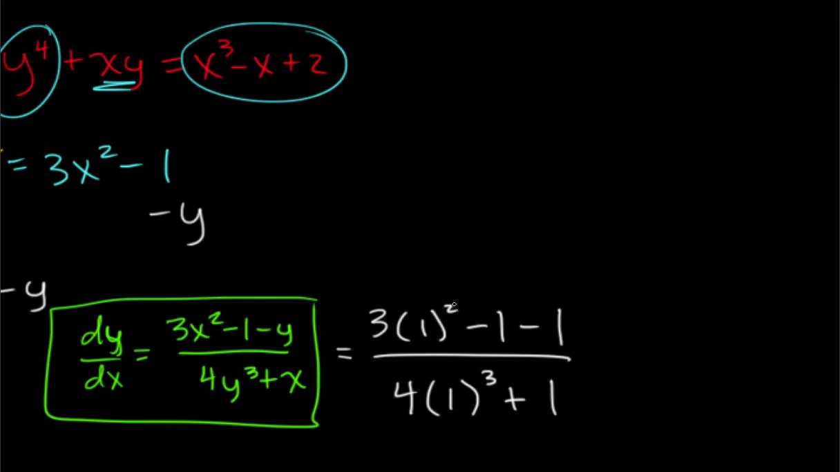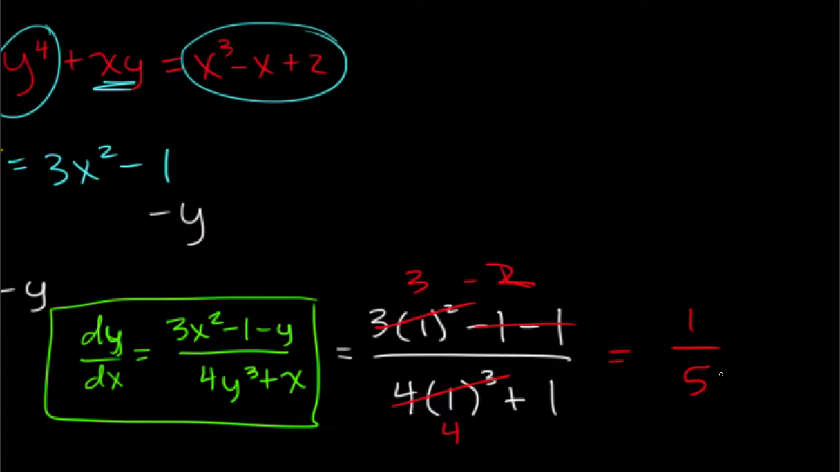Okay, so 1 squared is 1 times 3 is 3, so all that's 3. Negative 1 is going to give us negative 2. And so our entire top is just 3 minus 2, which gives us a 1. 1 cubed is 1 times 4, that's 4. 4 plus 1 gives us 5. And so overall, our slope is 1/5.